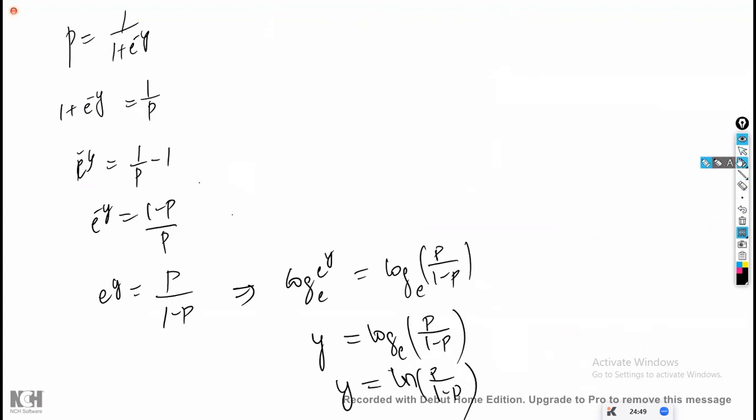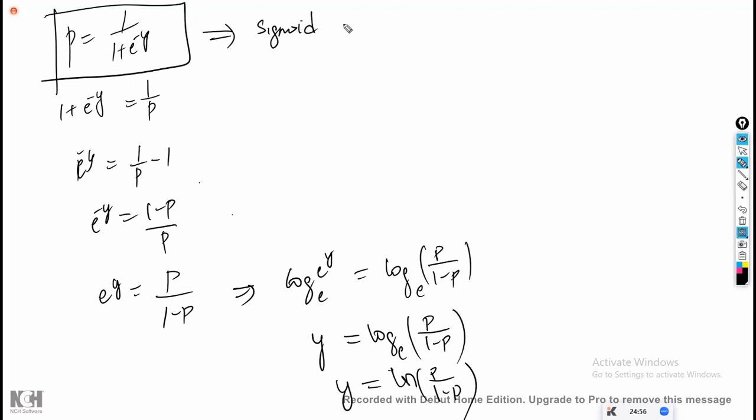Okay. This is called the sigmoid function. This is the most important point. Now, what is meant by sigmoid function? Sigmoid function means whatever the Y value you give, it converts to the corresponding probability. Whatever value you have given, converting it to the corresponding probability is called the sigmoid function.